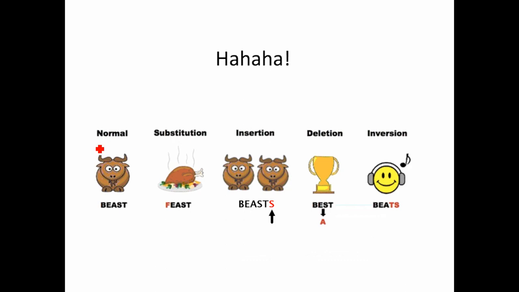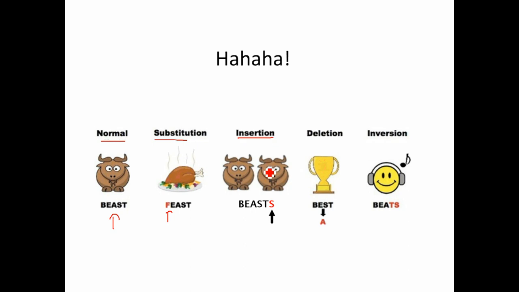So this diagram here just illustrates the different effects, graphically, of different types of mutations. If we have the normal sequence of letters and we start to change the letters around, you get different interpretations or different results. With a substitution, you're swapping one letter for another. In this case, beast becomes feast, and it means something else.